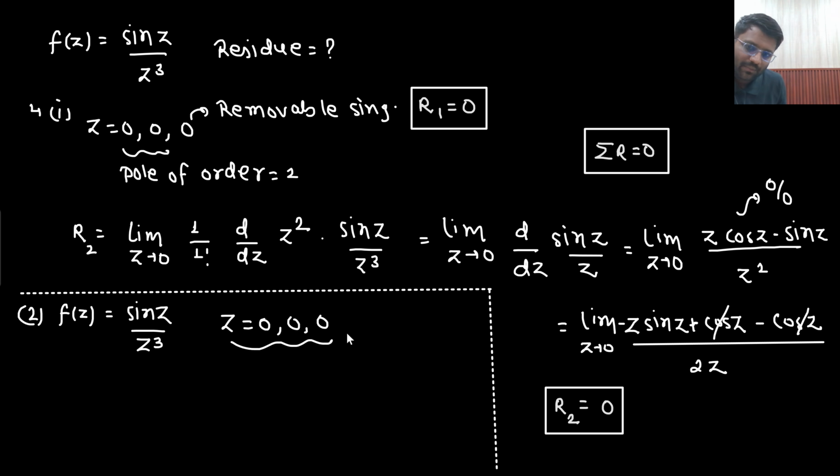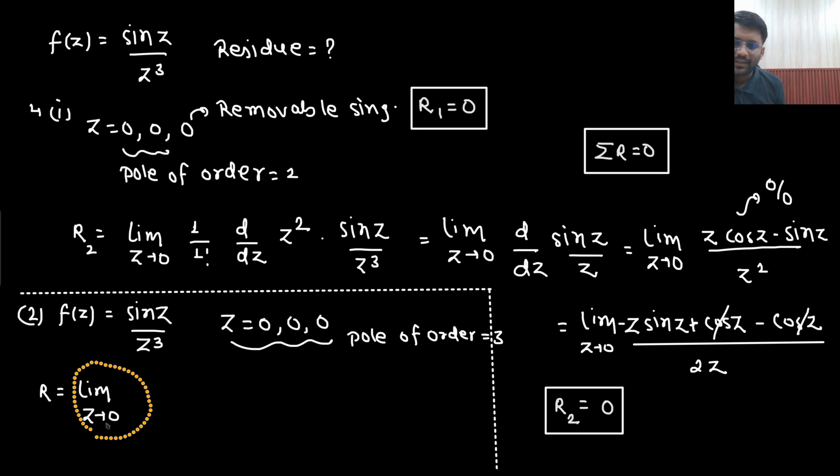So it is a multiple pole of order 3. I will consider a pole of order equal to 3. So what will be my residue? The residue will come out to be the limit as z tends to 0.